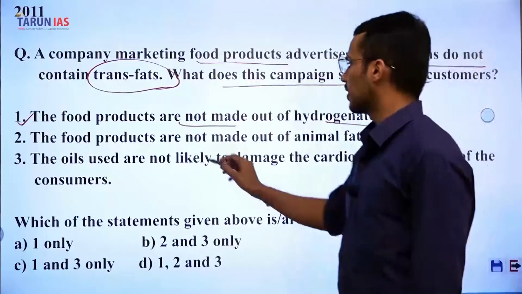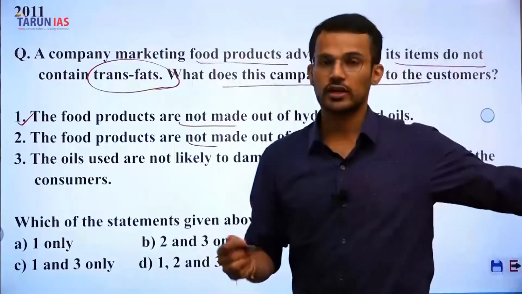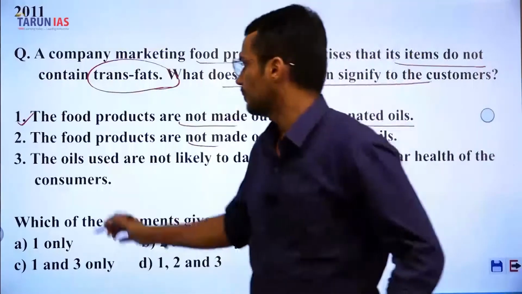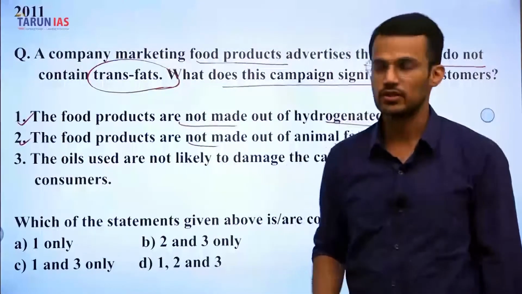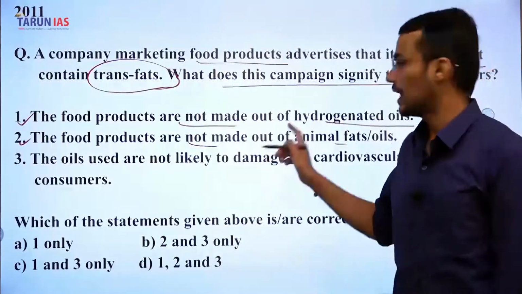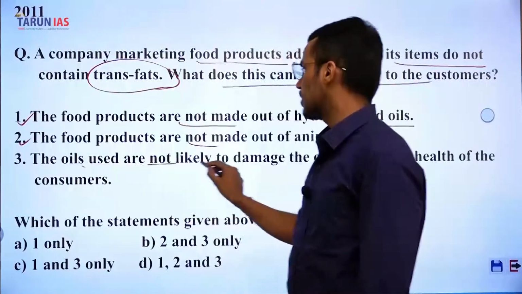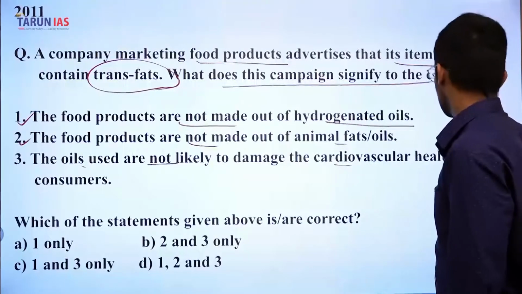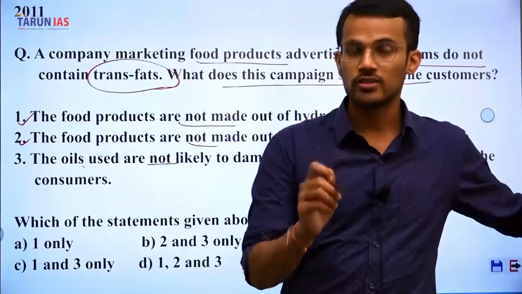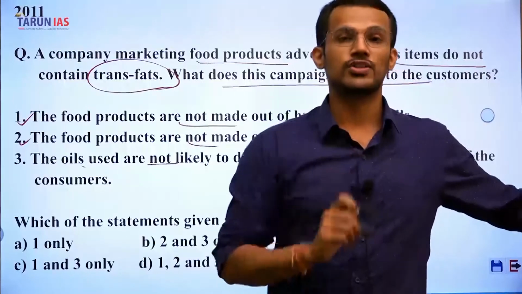Second, the food products are not made up of animal fats or oil. That is also correct, because we know that trans fats are also obtained naturally from animal sources, right? So the second statement is also correct, because those products will not be made up of animal fat or animal oil. Third, the oils used are not likely to damage the cardiovascular health of the consumer. This is a very important point, because trans fats are considered a reason for cardiovascular diseases.